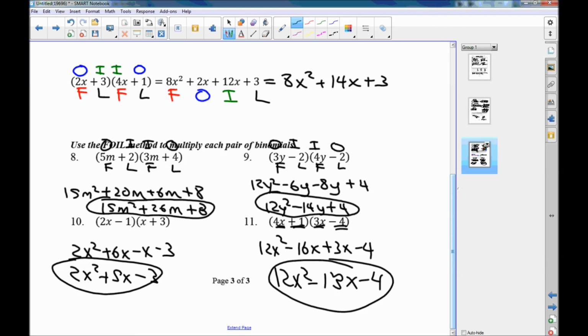And like I said, we'll practice enough that you won't even need to do the middle part there. Okay, we just say first, outer, inner, last, and do it in our head really quick.